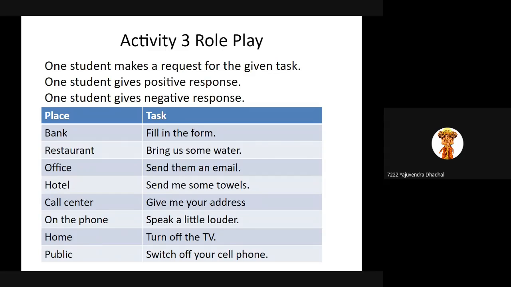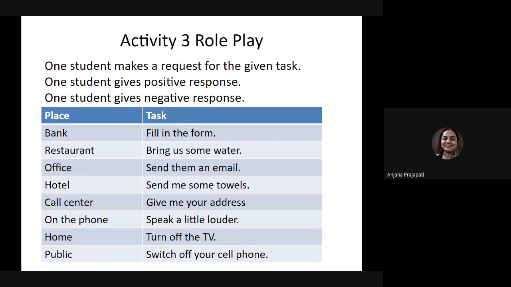On the phone, I think. On the phone? Yes, ma'am. Okay, speak a little louder. Very nice. And who would you like to do this role play with? Select anyone. Instead of Faustin, because he can't unmute his mic right now. So select any one person who would talk with you. I would like to talk with Michael. Okay. Michael and Etihan, kindly mute your mic.